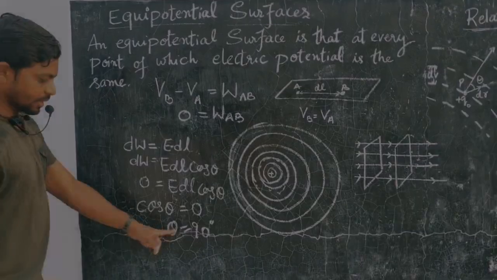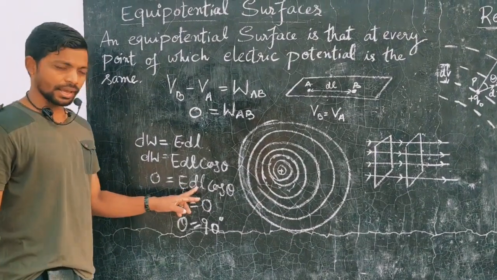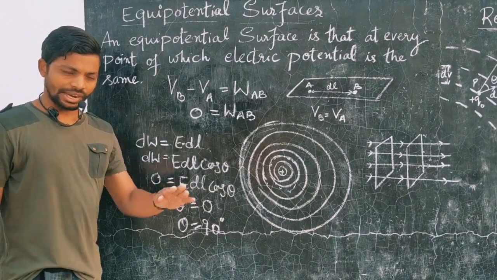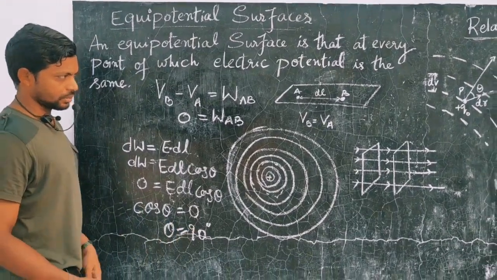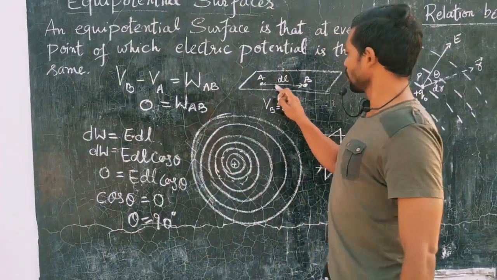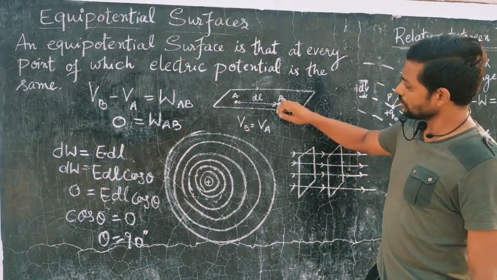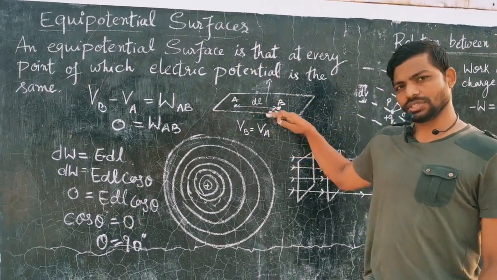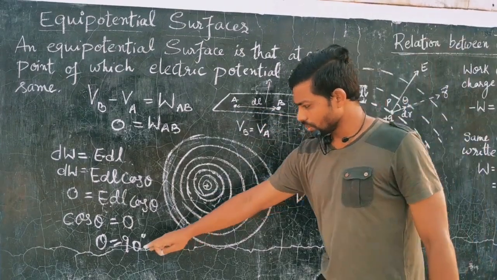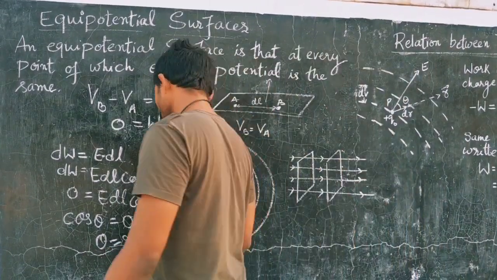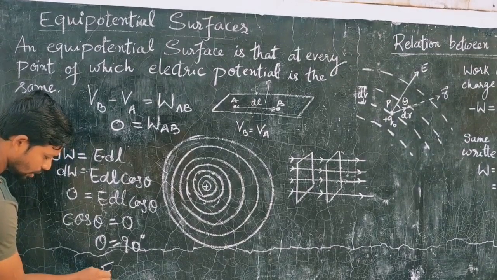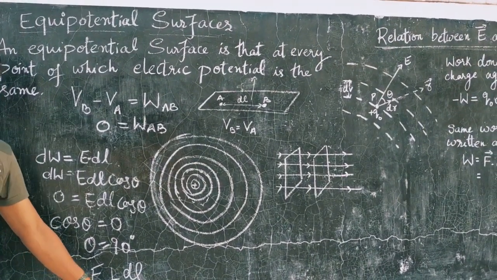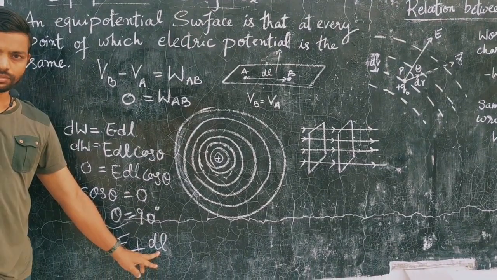What does it say? It says that the electric field intensity and the length over which the charge travels are at 90 degrees. So this you can see here, always the electric field intensity will be perpendicular to the equipotential surface. That is what this angle means. So here I can write E perpendicular to dl, perpendicular to equipotential surface.